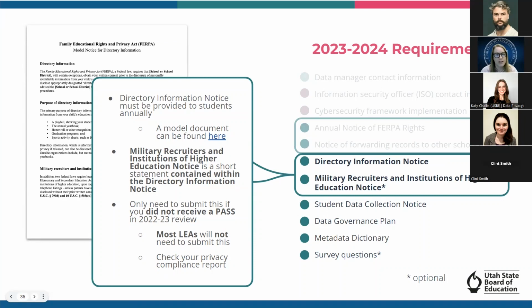The next document is going to be the directory information notice. This also has to be provided to students every year, and we've also included a model document there for you. As John mentioned earlier, one of the things that kind of holds up some LEAs is that there's a very short phrase that needs to be contained in the directory information notice if you have students in grades 11 or 12 regarding military recruiters and institutes of higher education. So that's kind of the thing that's holding people back on this document. And if you need help with that, please do let us know. Again, you only need to submit this if you did not receive a pass last year. So there's 10% of you who will need to do this.